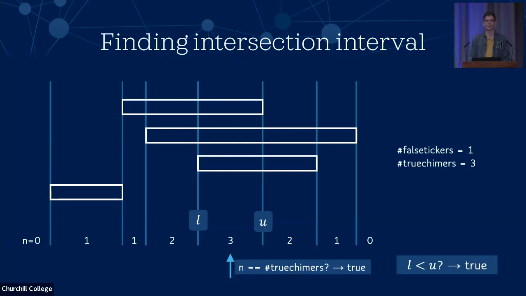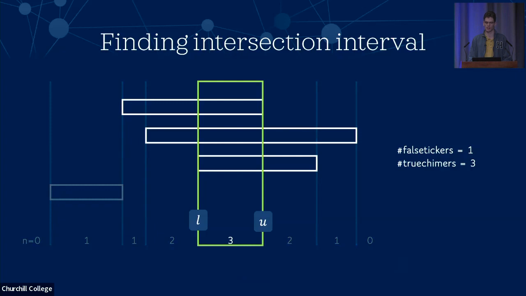Then we do our check again. Is this a valid intersection interval? In this case, it is a valid intersection interval. So we've found the 3 true chimers and 1 false ticker. At the end, we would just do one more linear pass to see which of our intervals is actually falling inside the intersection interval that we found.